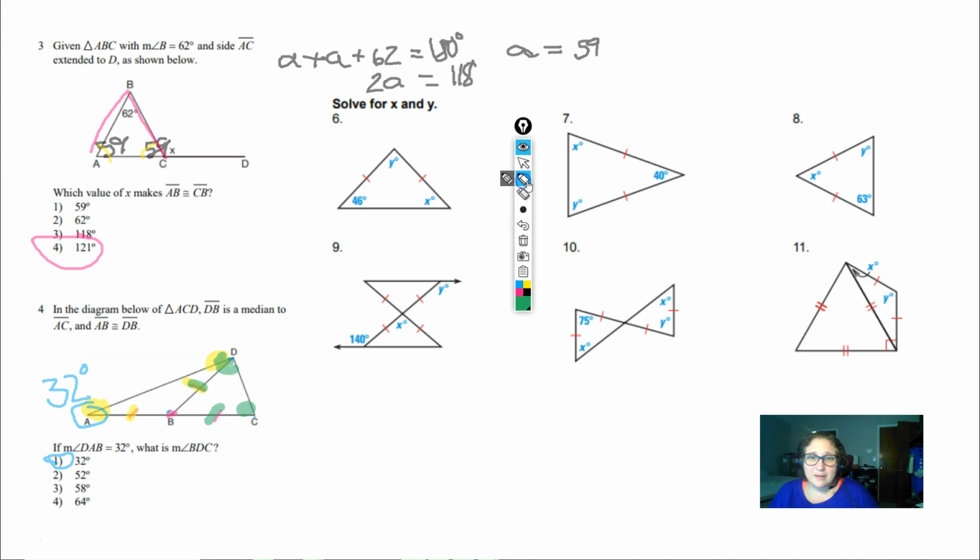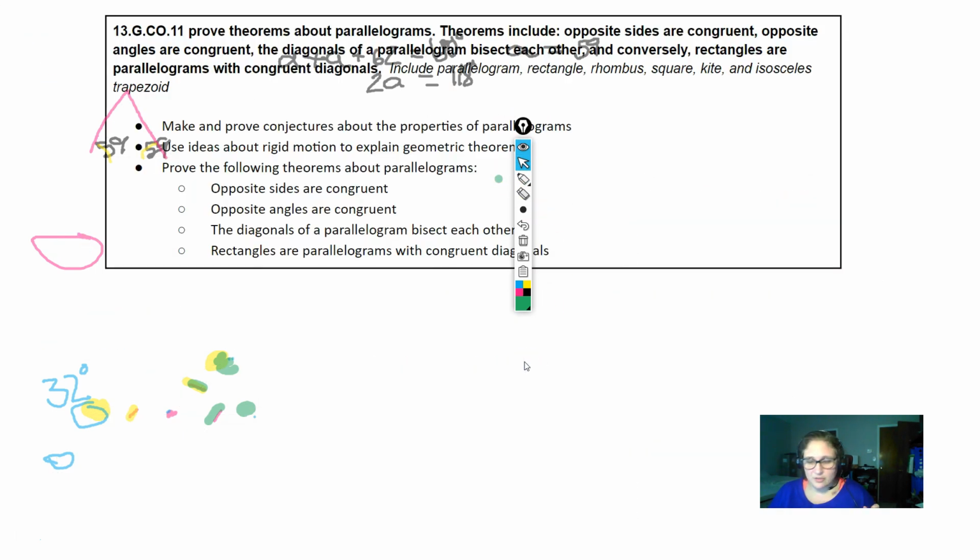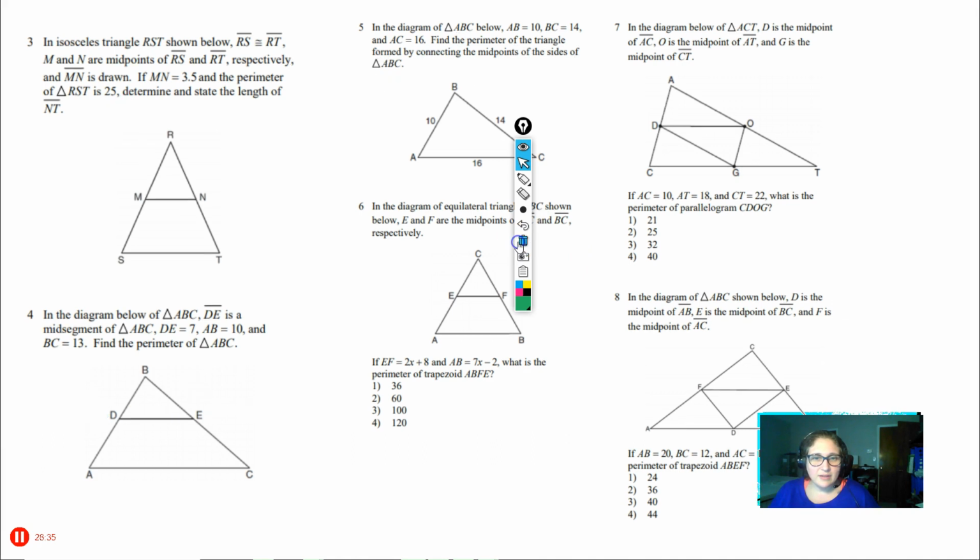Here, it's the same idea. Do I need to keep doing isosceles questions, or can we move on? Okay, move on. I got one move on. Great, because I'm done doing isosceles questions. All right, next, here's another one.